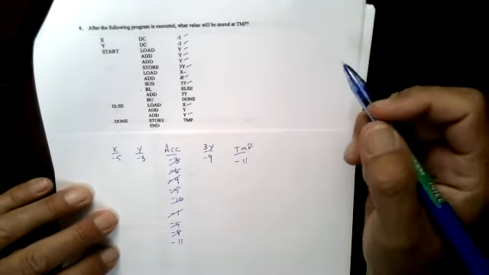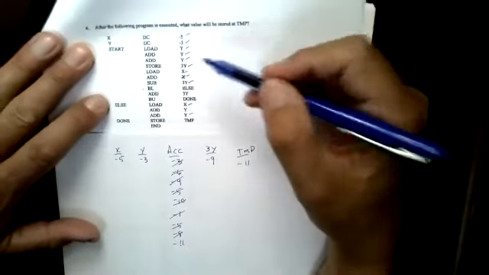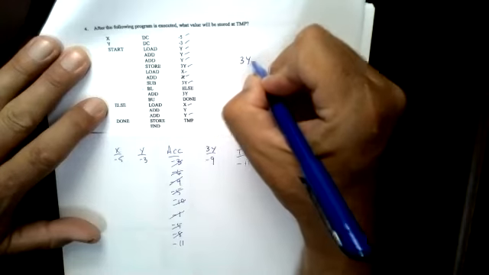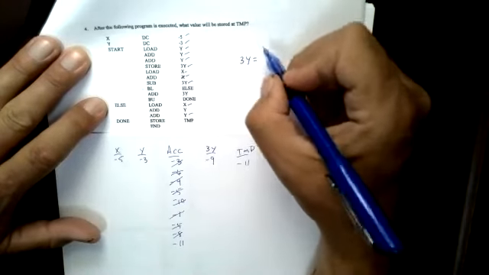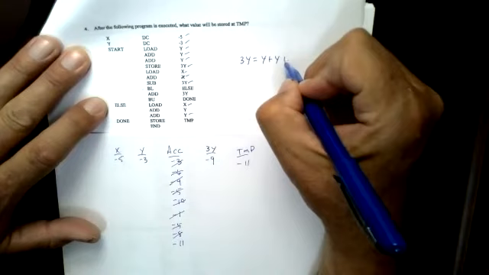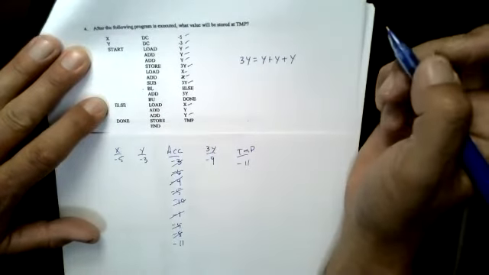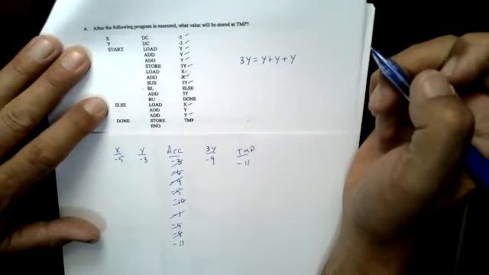Could you write this in pseudocode? If I asked you to write this, what would it be? Three y equals y plus y plus y.